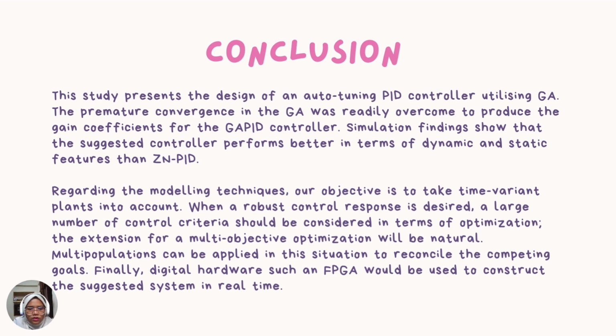When a robust control response is desired, a large number of control criteria should be considered in terms of optimization, for which the extension to multi-objective optimization will be natural. Multi-population can be applied in this situation to reconcile the competing goals. Finally, digital hardware such as FPGA would be used to construct the suggested system in real time.